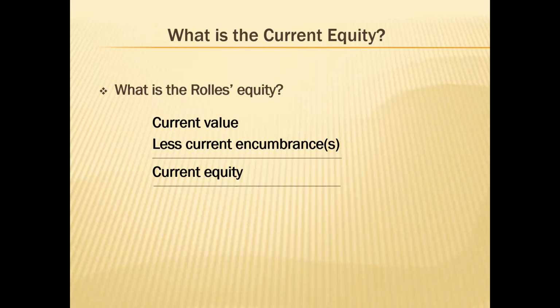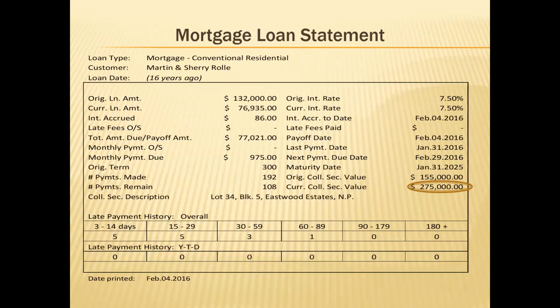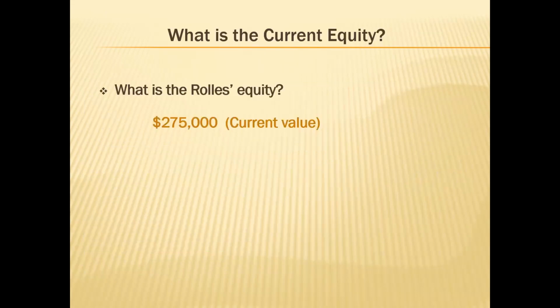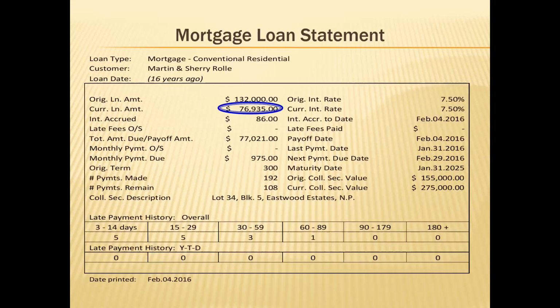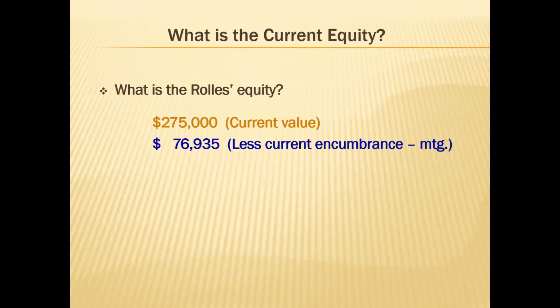275,000. Okay, and we get that from the bottom right-hand side of the statement. So our current value is 275,000. What is the encumbrance that we are aware of? The balance, that's the 76,935. We get that from the left-hand side top of the mortgage statement. And so when we subtract that, we get 198,065.